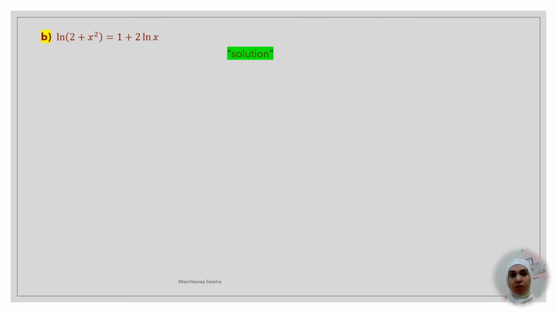Letter B. ln(2 plus x squared) equals 1 plus 2 ln x. That's okay, we will use e for both sides. But here I have a power law, so we can write it as 1 plus ln(x squared). After that we will use e for both sides. So it will be x squared equals e^(1 + ln x squared).